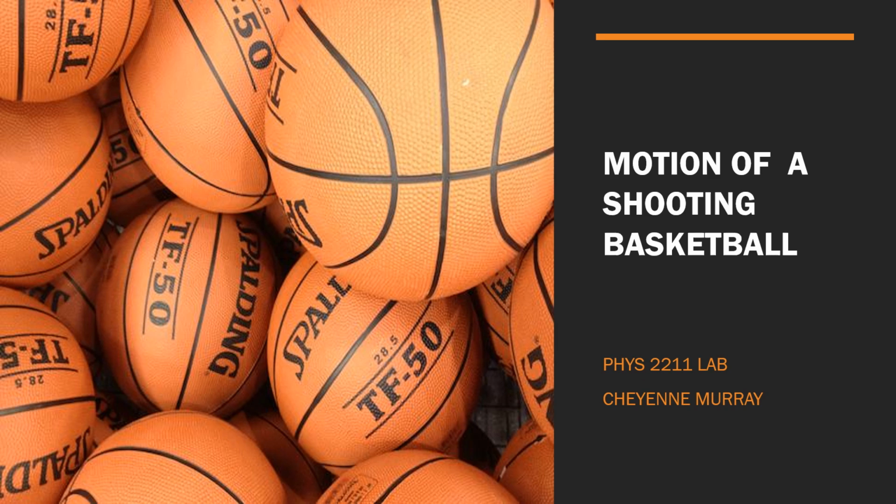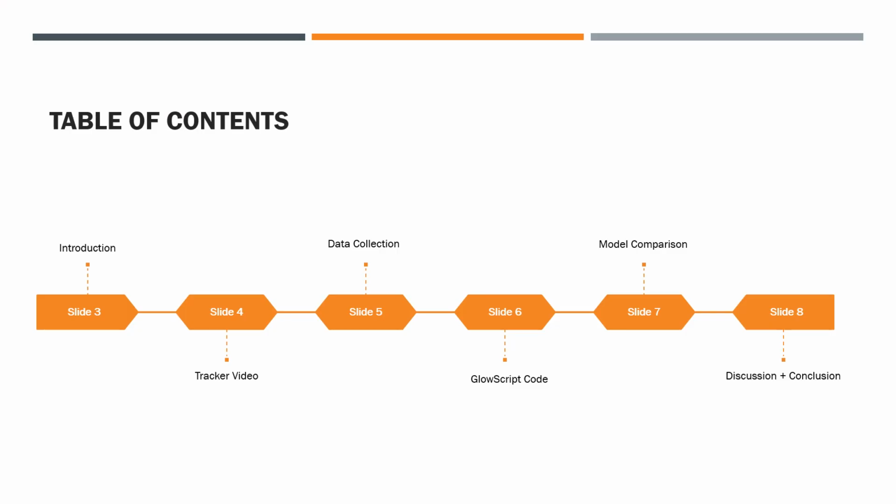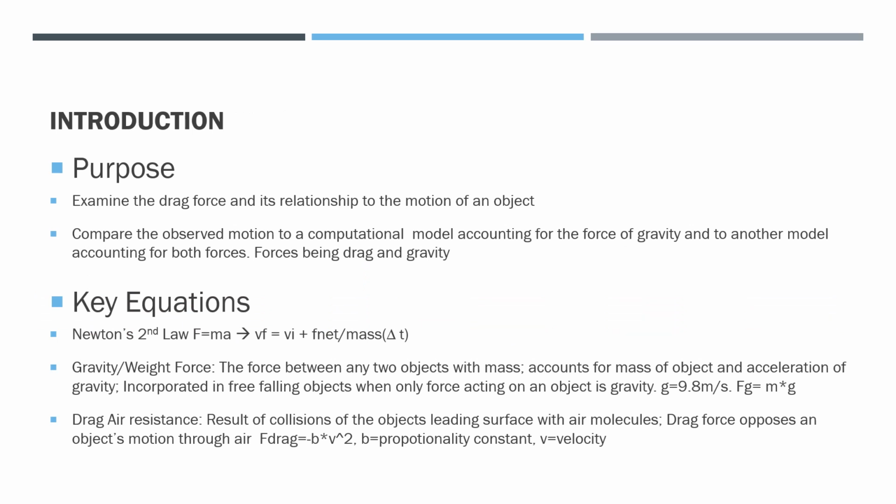This is my Lab 5, motion of a shooting basketball. In this lab, I will introduce the key equations and key objectives. I will then play my video within Tracker, show the data I collected, display my GlowScript codes with drag and no drag, show my graphs comparing all the models computed within this lab, and finally close with discussion and conclusion.